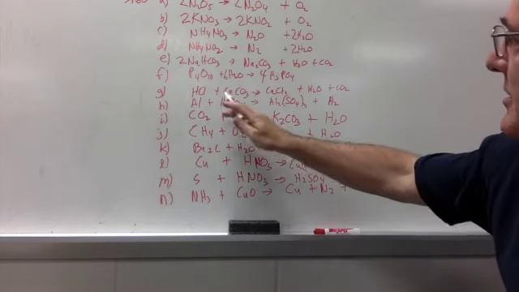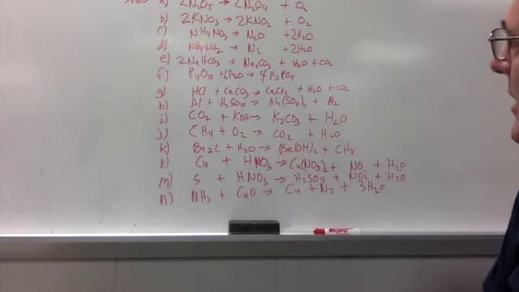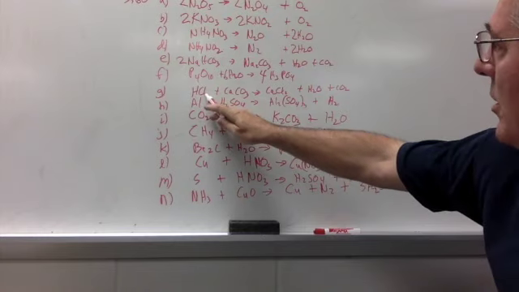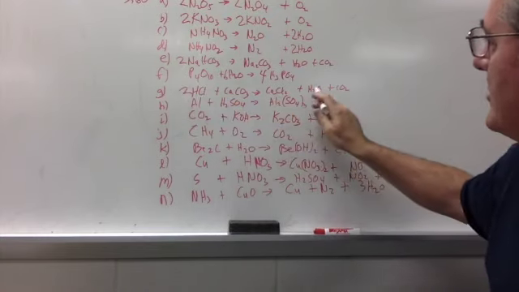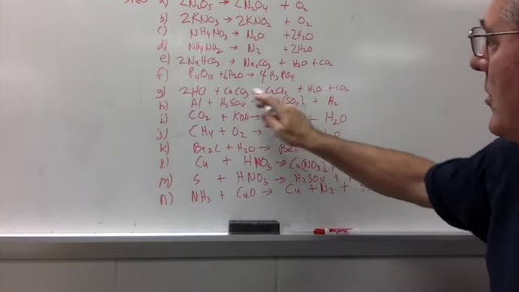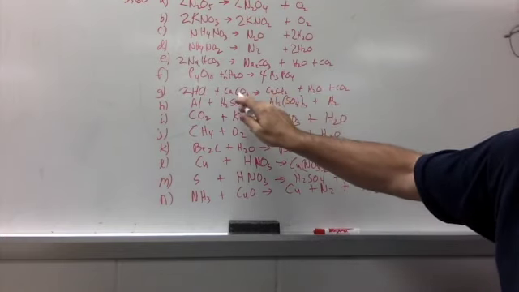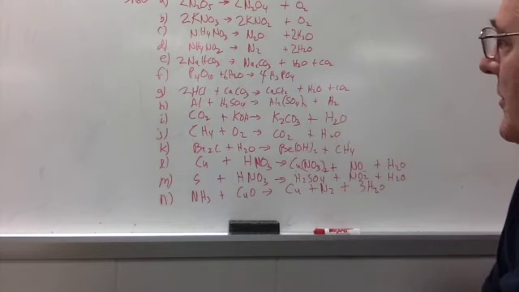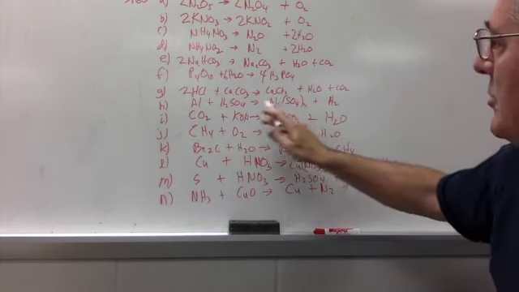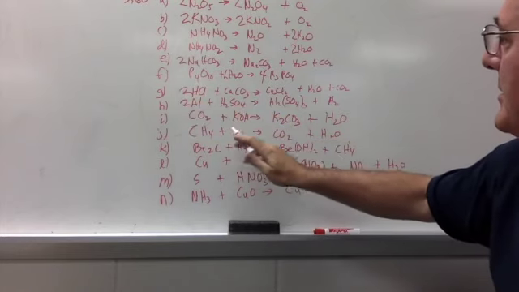Moving on to HCl plus CaCO3. I only have 1 chlorine here, but I have 2 here, so I need to double this. That's 2 H's, 2 H's, 2 chlorines, 2 chlorines, 1 calcium, 1 calcium, 1 carbon, 1 carbon, 3 oxygens, 3 oxygens. 1 aluminum, 2 aluminums. I need to double that.